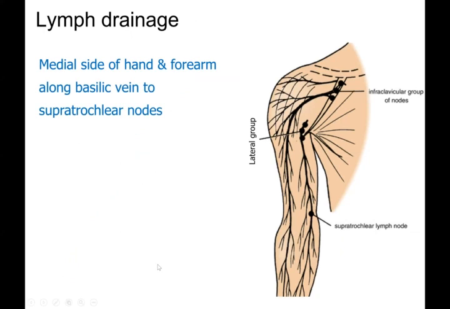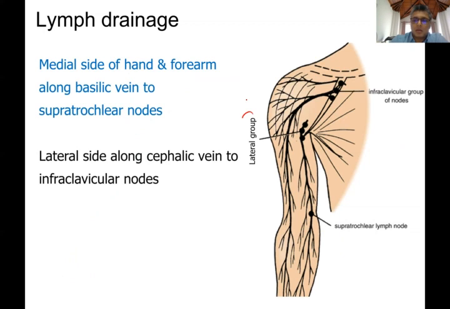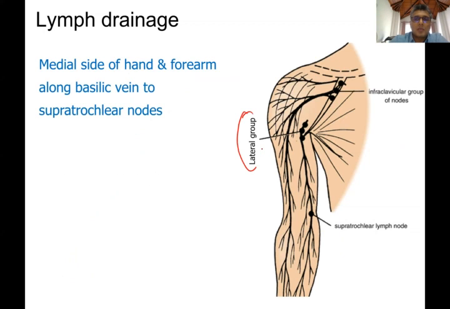Then lymph drainage of the upper limb. It's easy to remember lymph drainage of the upper limb. Now you have already learned about the lateral group of the axillary lymph nodes, and this infraclavicular group. It's not axillary nodes, but it's very closely related to axillary nodes. Now the medial side of the hand and forearm, along the basilic vein. Basilic vein is in that area.